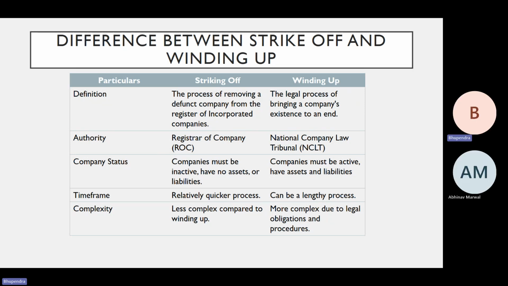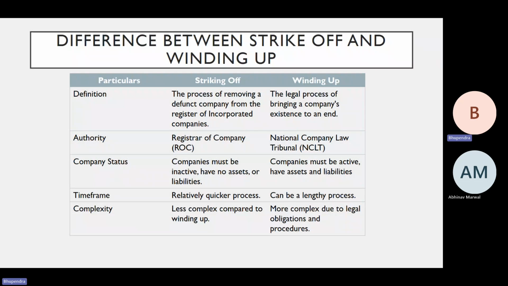Time frame: in case of striking off, it is a quicker process, and in case of winding up, it is a lengthy process. Complexity: striking off is less complex as compared to winding up, and winding up is more complex due to the legal obligation and procedure.